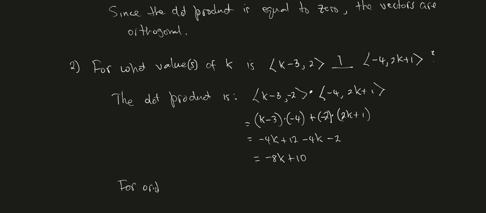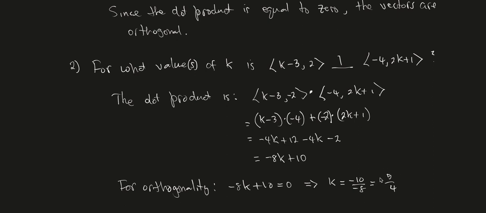So for orthogonality, -8k plus 10 must be equal to 0. Some simple algebra tells us that k has to be -10 over -8. Reducing that gives us 5/4. And you can always check. If the question asks you to state what the actual components of the vectors are, then you would plug your k back in. But the question really just asks for the value of k.